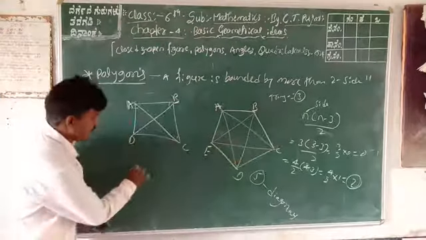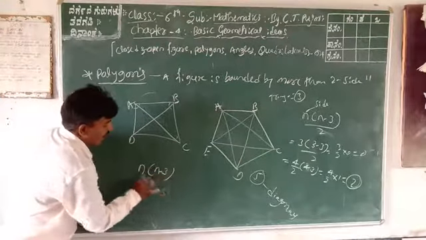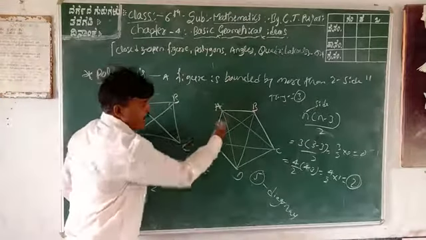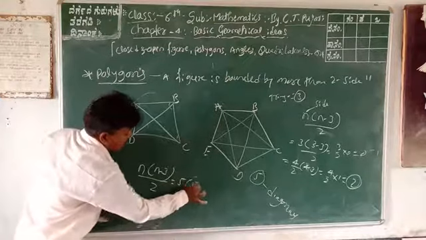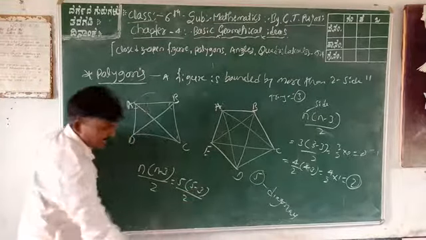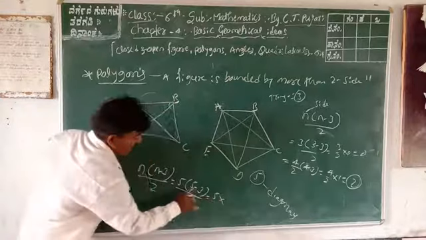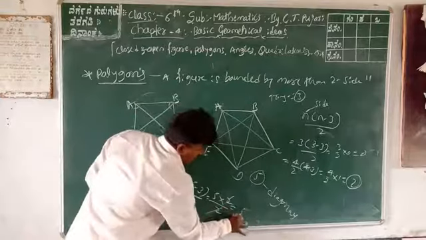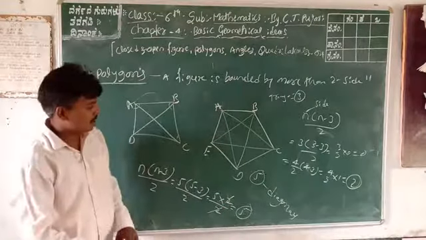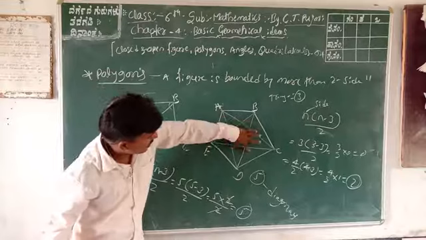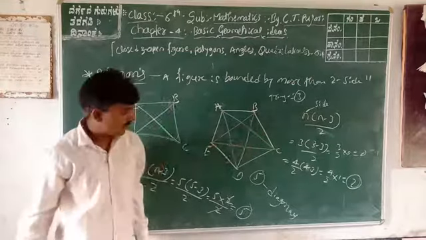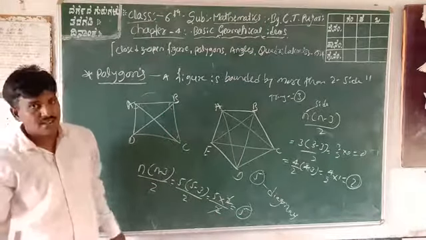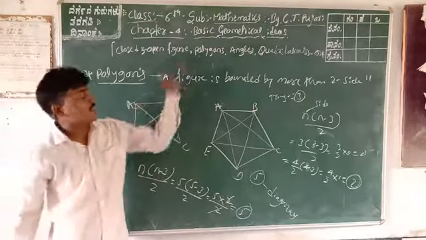But in a pentagon, 5 sides are here. Our formula is n into n minus 3 divided by 2, where n means the number of sides. In the pentagon the sides are 5, therefore 5 into bracket of 5 minus 3 divided by 2, therefore 5 into 2 divided by 2, the 2s cancel, only 5 diagonals in the pentagon. 1, 2, 3, 4 and 5. Five diagonals are here. This is your diagonal formula. This is some basic concept in polygons.